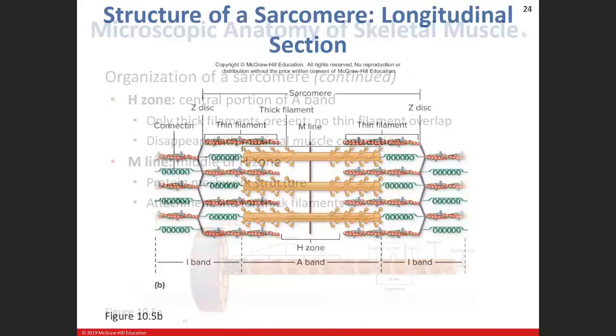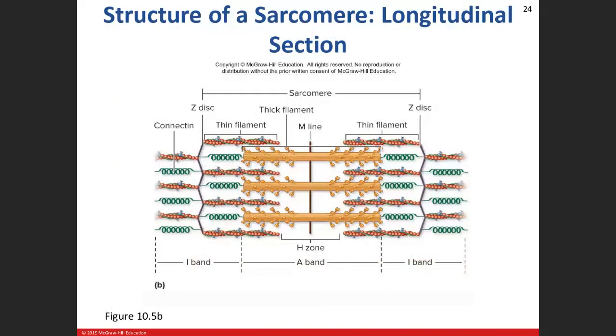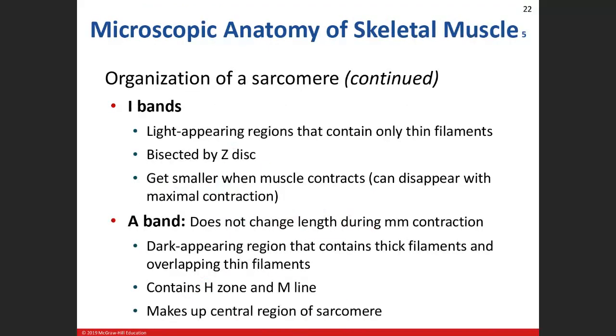So let me show you a picture of it. Here's the A band. You can see at the center of the A band, we have our M line that the thick filaments are anchored to. But in the A band, that's where we're going to have overlapping of the thick and thin filaments. That does not change length during our muscle contraction. And because there's overlap, I should point out, it will have that dark appearing section on the light microscope.